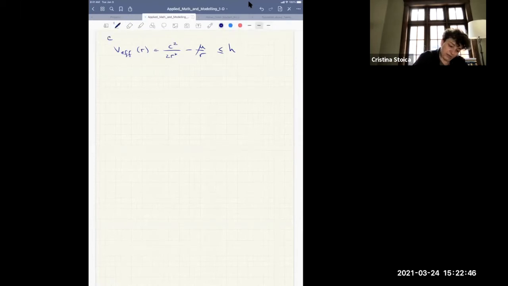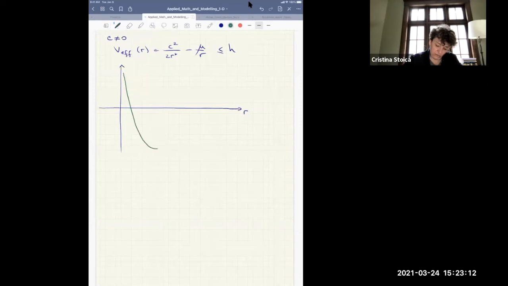And we're in the case where C is non-zero. Now, if we're plotting this one, let's fix C to be 1 and mu to be 1. It doesn't really matter. The pictures will all look the same. And they would be like this. So this is R, and where is our potential? It will look like this. Okay, so this is V effective of R, for some C fixed.